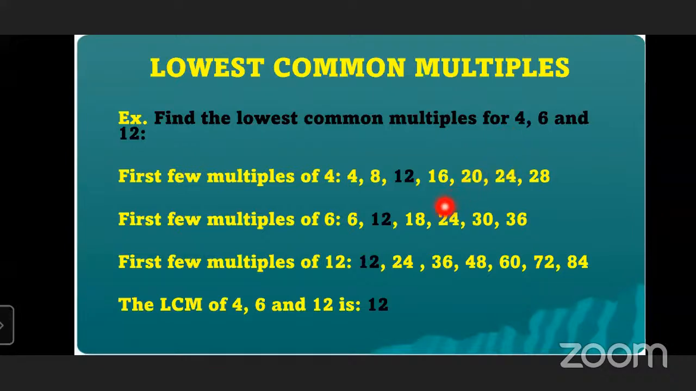This number 24 is also in the tables. But is that the LCM? No, because the lowest number is 12. The lowest number is 12. So the LCM of 4, 6, and 12 is 12 itself. Because it comes in the tables at an early stage, means far beginning.